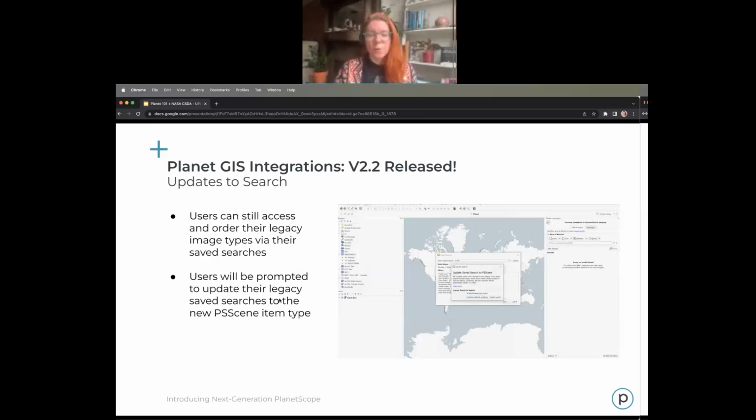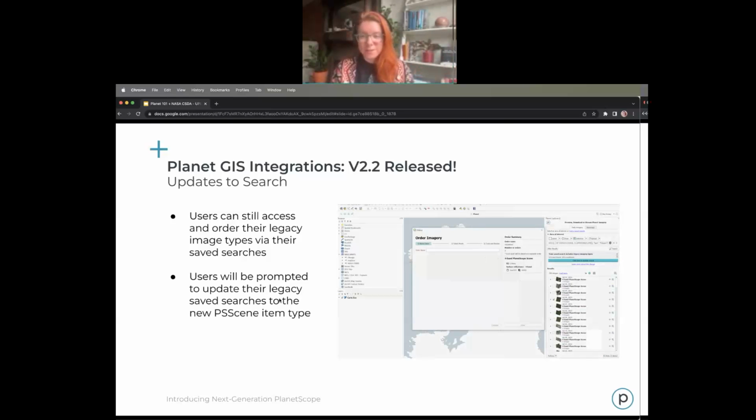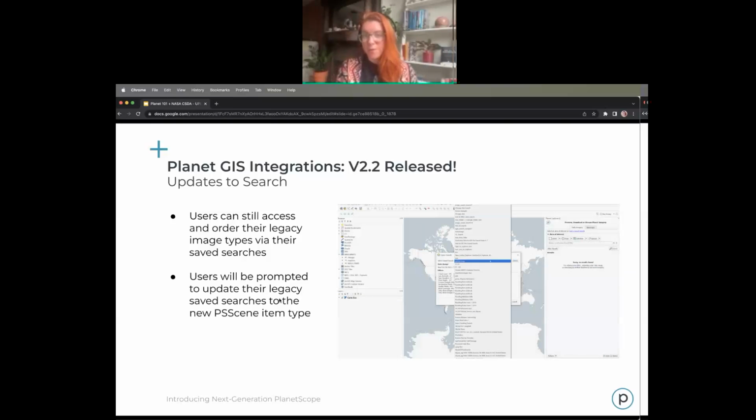You can still access and order your legacy image types through any of the saved searches that you have, but since those are going to be set with your 3-band or 4-band options, you'll be prompted to update those to the new PS scene asset type when you try to go and run these, if you're using these through the integrations.